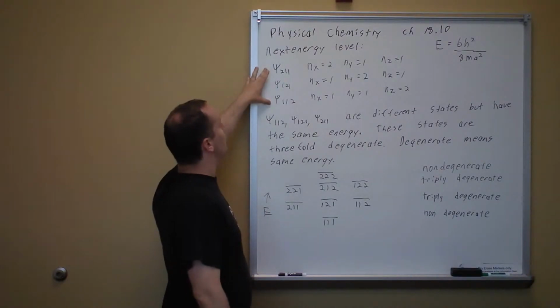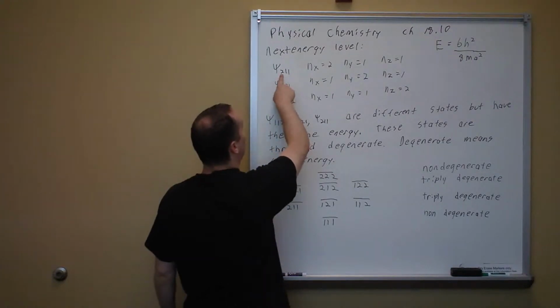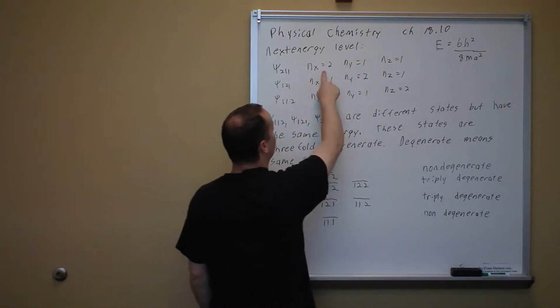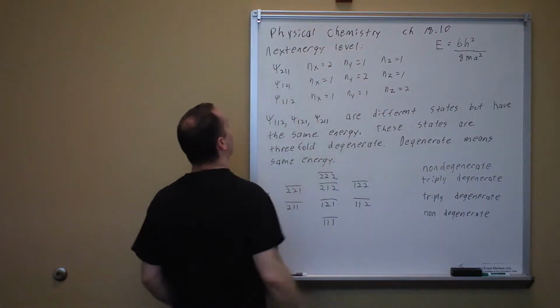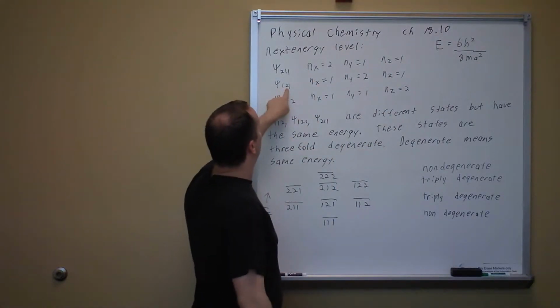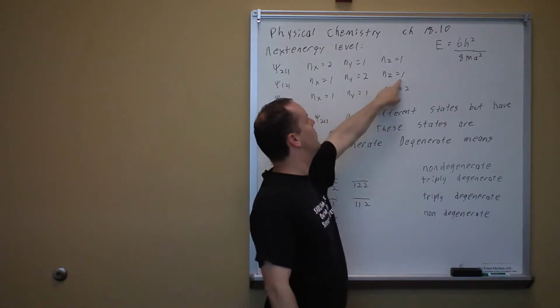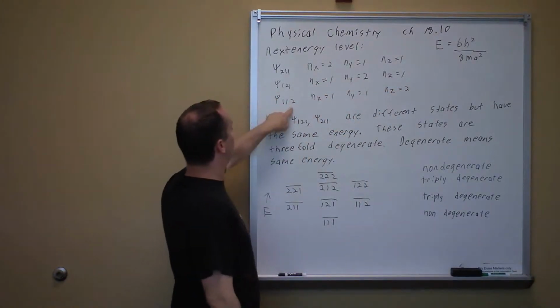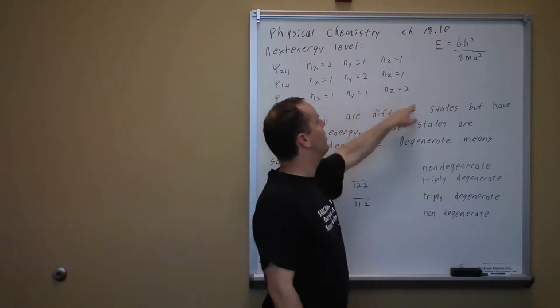There's actually 3 different states that have the same energy level. You can have 2, 1, 1, which means that n of x is 2, n of y is 1, and n of z is 1. This is the n count. Or you can have 1, 2, 1, which means that n of x is 1, n of y is 2, and n of z is 1. Or you can have psi 1, 1, 2, which means n of x is 1, n of y is 1, n of z is 2.